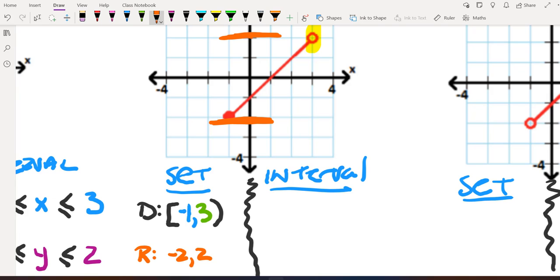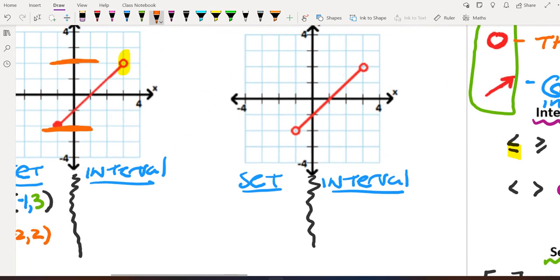Solid. So is it a square or a circle bracket? Square. So we put in a square bracket here, and here we've got a round bracket for the open one. So there we go, and that's it. All we're going to do is talk about set notation. Once we've done all those examples, we'll come back and do interval. Go on to the next one.